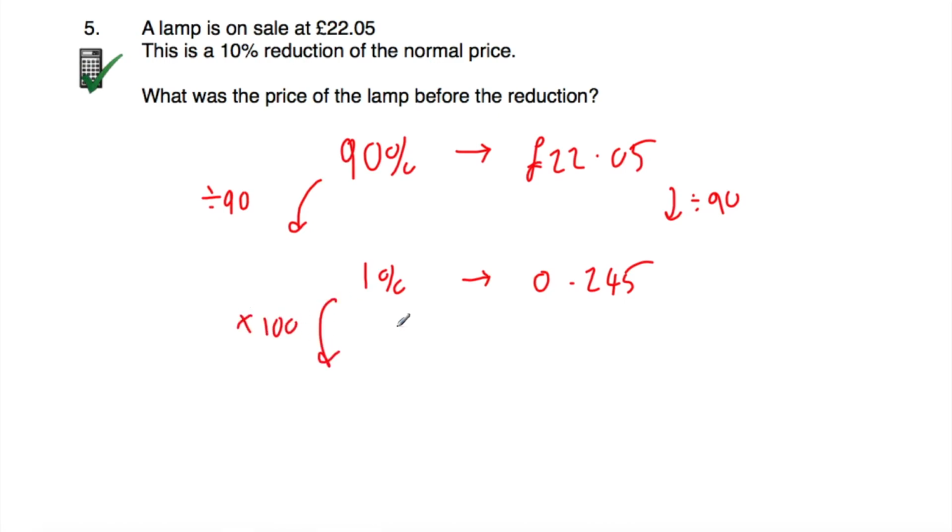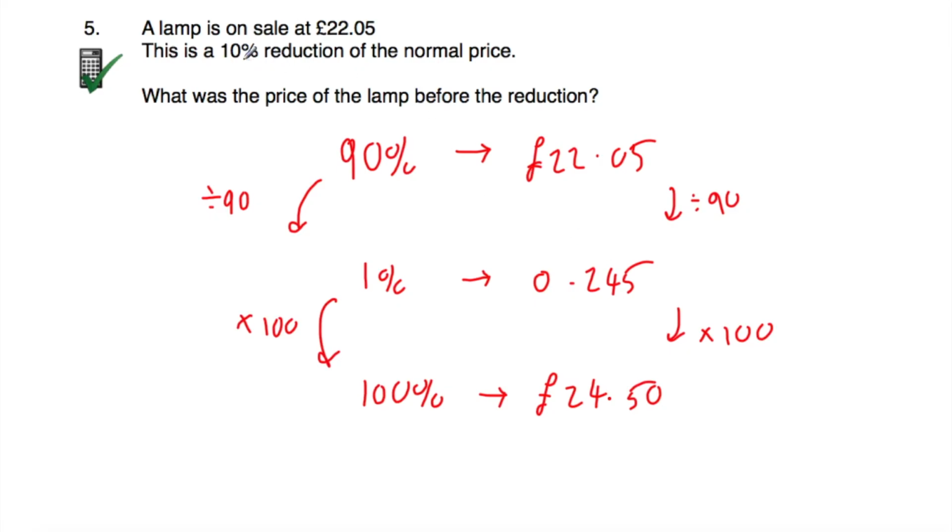And now we want to find out what 100% is, so we're going to times by 100, and that'll tell us the original price of the lamp. So 1% times 100 is 100%, and then 0.245 times 100 is equal to £24.50. So that's the price of the lamp before the reduction. The answer is £24.50. And that's it.